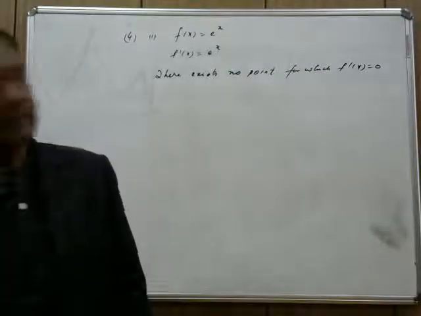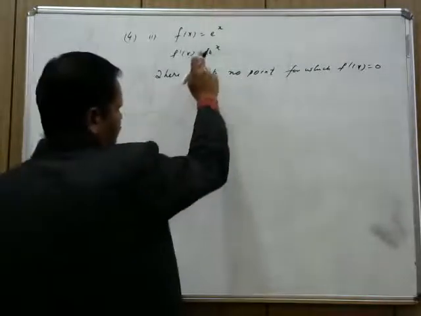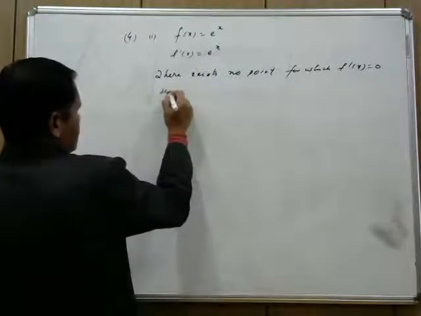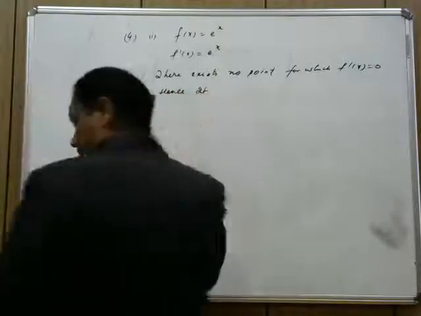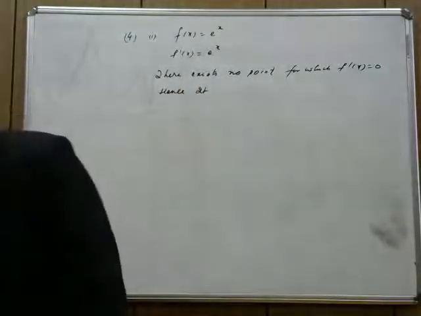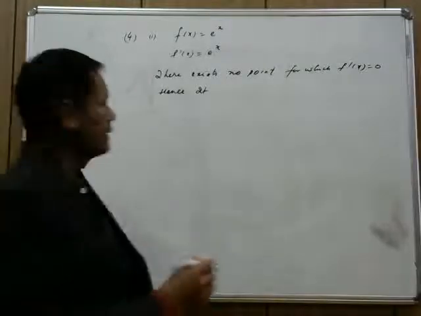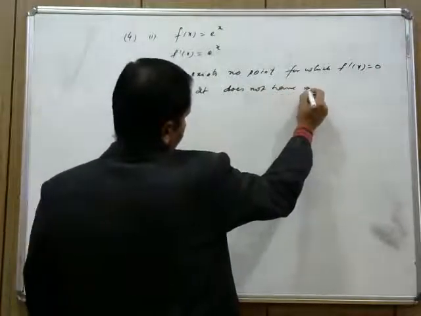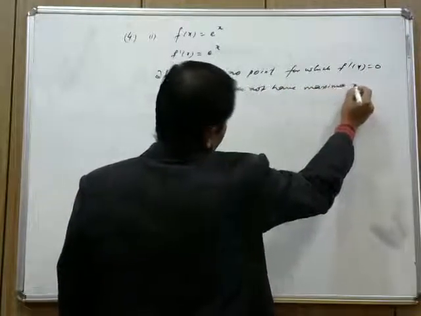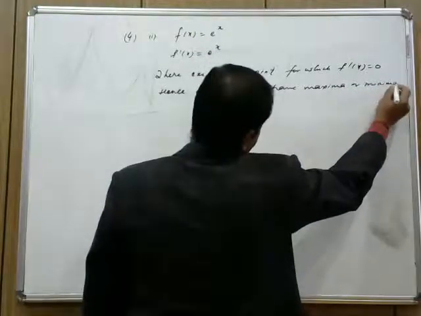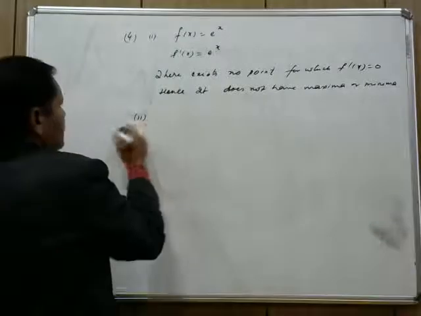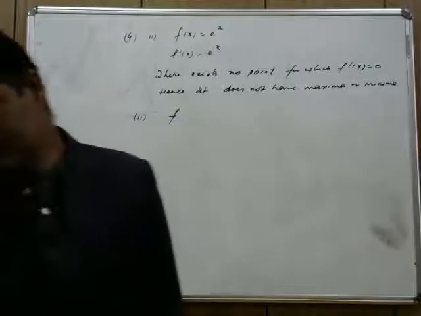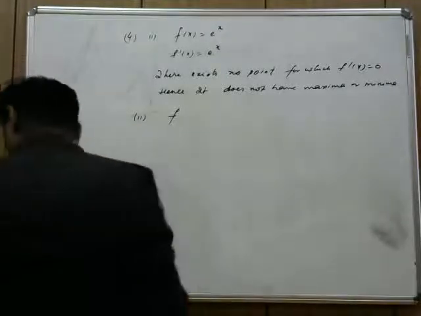Hence the given function doesn't have a critical point, and therefore I can write hence the result. Hence the given function does not have maxima or minima. In the same way I will try the second part also. In the second function we have f of x or g of x is equal to log x.